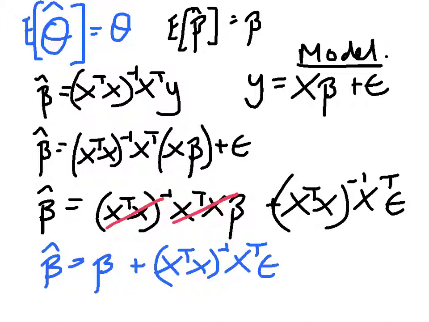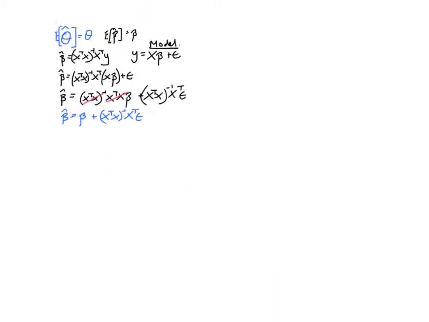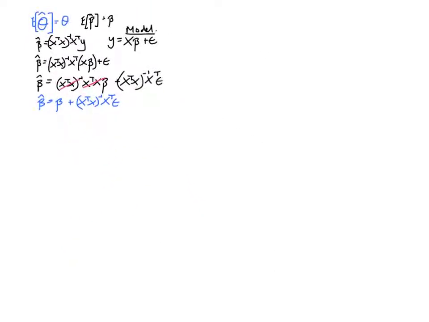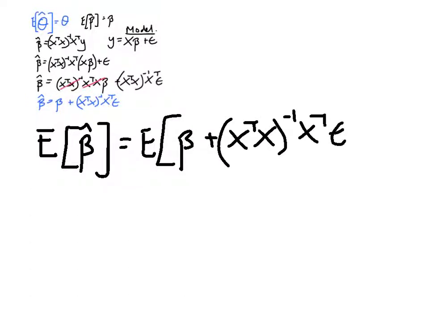The next thing we want to do is to take expectations of this. Okay, so we will shrink this out of the way a little bit and take the expectations. So what we're trying to find is the expectation of beta hat is equal to the expectation of beta plus (X^T X) inverse X^T epsilon.